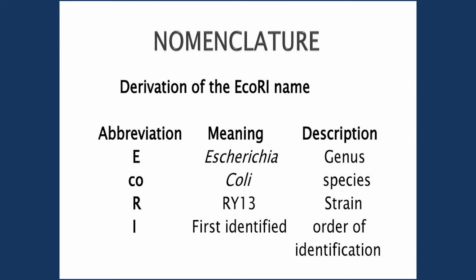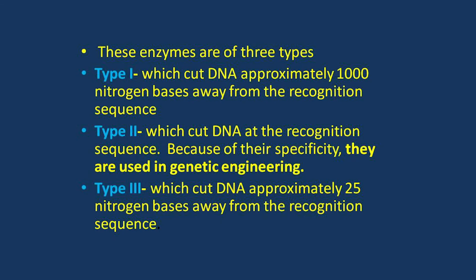Now let us talk about the naming of the enzyme. For example, in EcoR1, E stands for Escherichia, which is the genus. Co stands for coli, which is the species. R stands for the strain, which is RY13. And 1 stands for the first identified restriction endonuclease in E. coli.